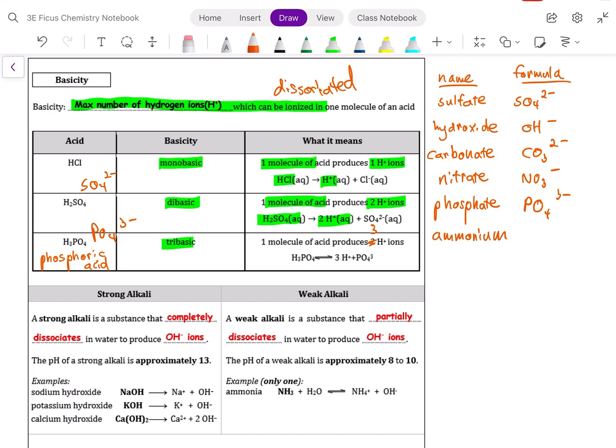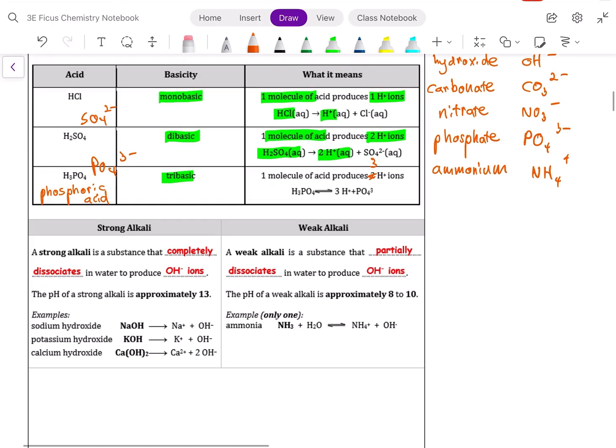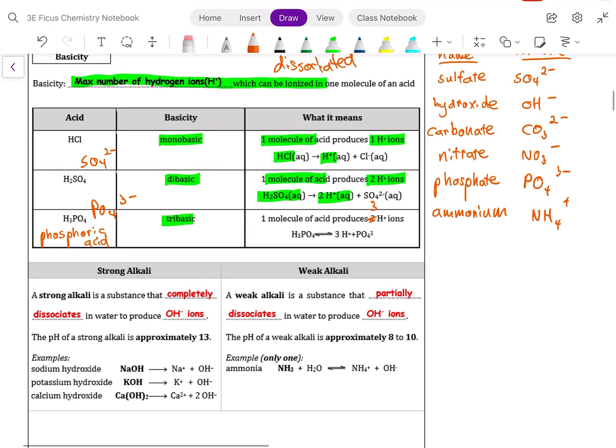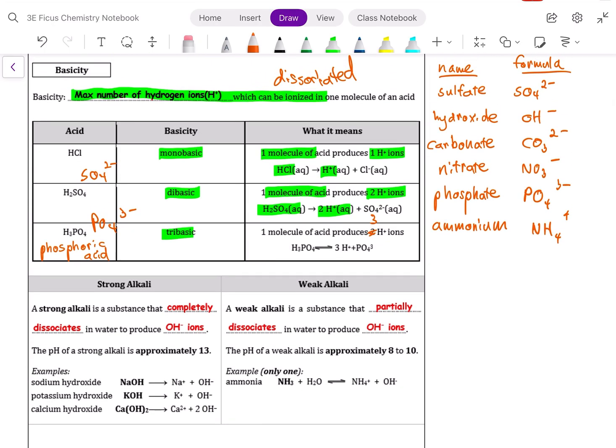And one last one, a polyatomic cation, that means a positive ion: NH4 plus, 4 at the bottom, plus at the top. So that's the meaning of basicity. Tribasic means one acid produces 3 H plus ions.